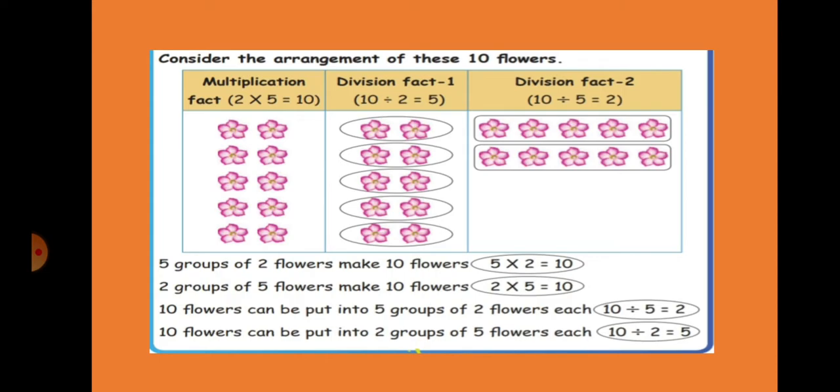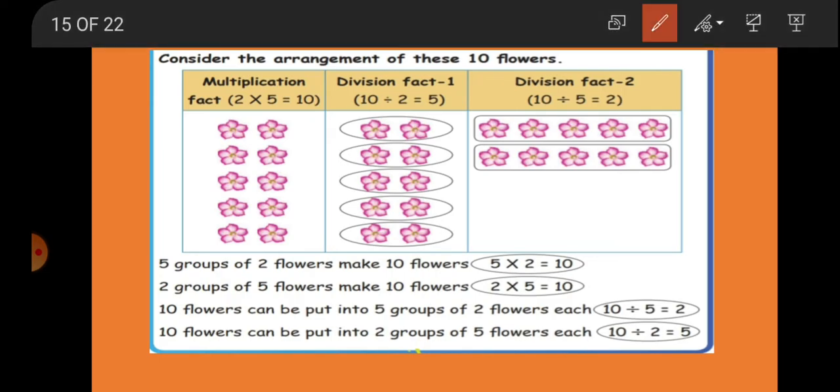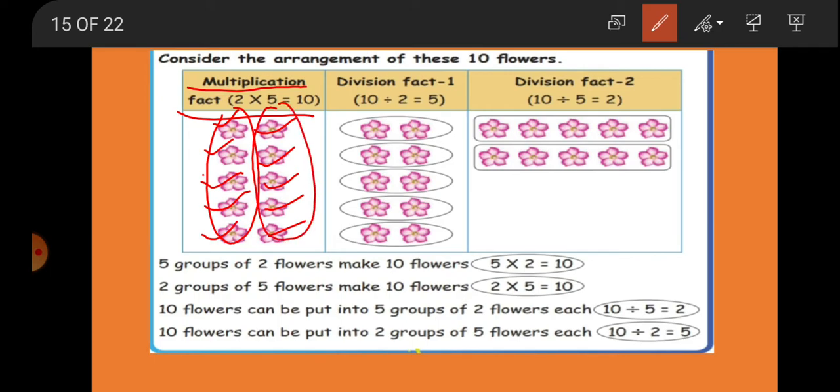See here, 10 flowers are there. 1, 2, 3, 4, 5, 6, 7, 8, 9, 10. So 10 flowers. Here 5 groups. See here, first one, multiplication factor. Here 2 groups are there, 1, 2, and each group is having 5 flowers. So 2 into 5 is equal to 10. This is multiplication.